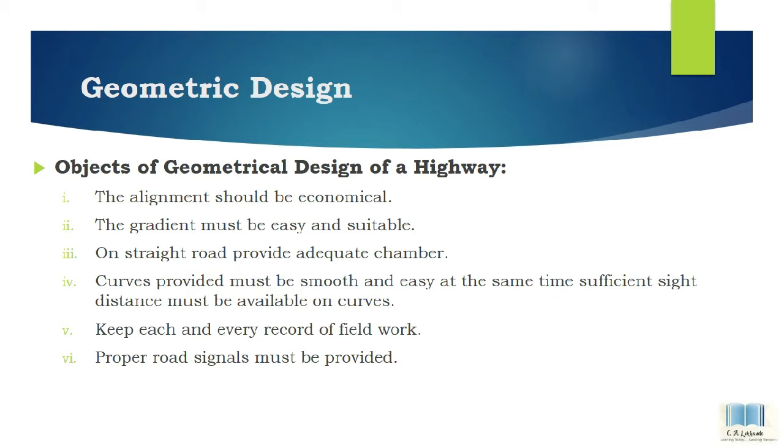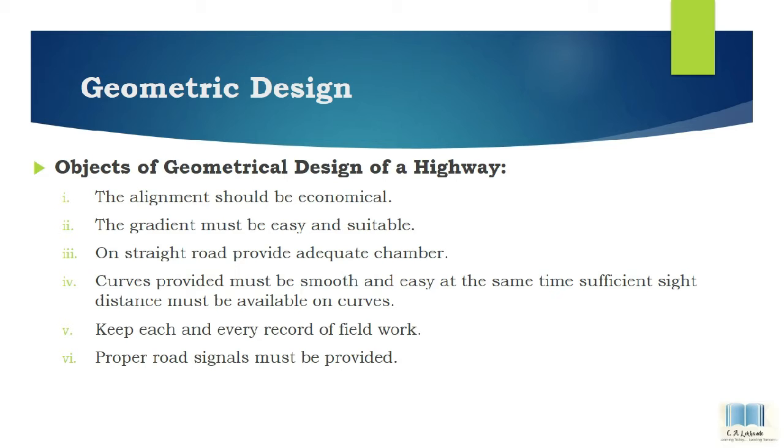Then the next is on straight road provide adequate camber. On the straight road, or the road which does not have any turn, provide adequate camber. Then the next is curves provided must be smooth and easy. At the same time, sufficient side distance must be available on curves. That is, when any turn or curve is provided on road, this curve is smooth and easy. At the same time, this curve has sufficient side distance.